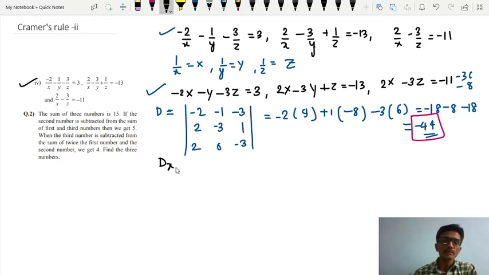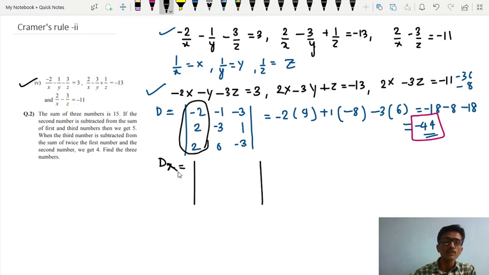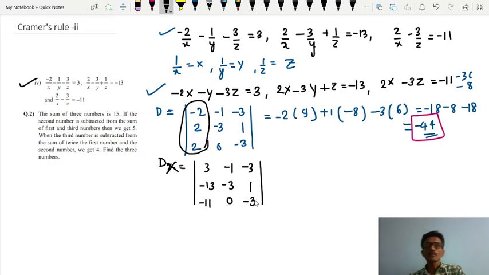Then we find dx. In dx what do we do? See the coefficient of capital X; we replace it by the constants. What are the constants? 3, minus 13 and minus 11 are the constants. The other two columns you have to write as it is: 0, minus 3, 1 and the rest as it is. Here dx is equal to what? Then the expansion of this determinant: 3 into 9, minus of minus 1, that is plus 1.